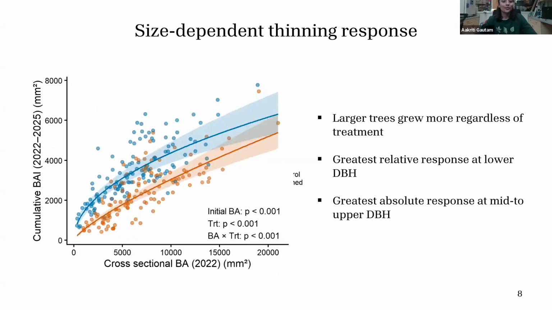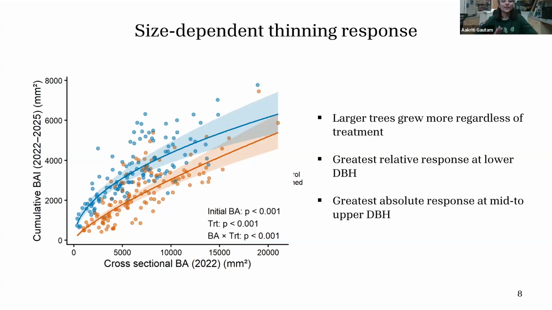And here we wanted to see whether initial tree size also had an effect on the post-treatment growth. For that, we compared the cumulative basal area increment after thinning with the initial tree size at the time of thinning. And we found that those pre-existing size differences did have an influence. As you can see, larger trees grew more regardless of the treatment. But we can also see that the slope of the thinned stand is above the unthinned, which means that thinning increased growth across trees of all size classes, whether they are small, medium, or large.